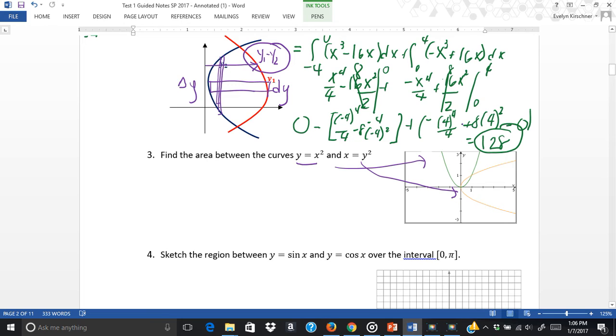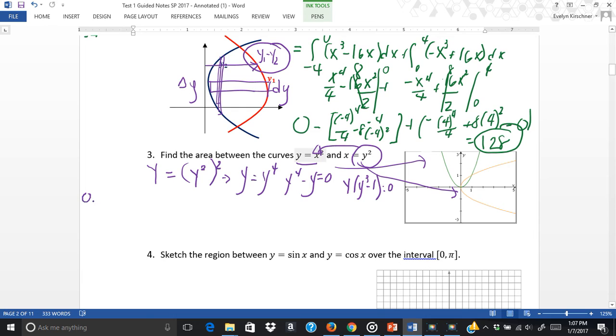What I need to do is, it's pretty obvious where the points of intersection are, but I really want to know where they are. So I want to know when they're equal. If x is y squared, I want to know when is y equal to y squared squared, because I'm going to plug this y squared into here. So when is y equal to y to the fourth, or when is y to the fourth minus y equal to 0? That tells me y times (y cubed minus 1) is 0. So the points of intersection are 0 and 1, which are pretty obvious from the graph, but it's nice to know that that's the interval we're looking at.